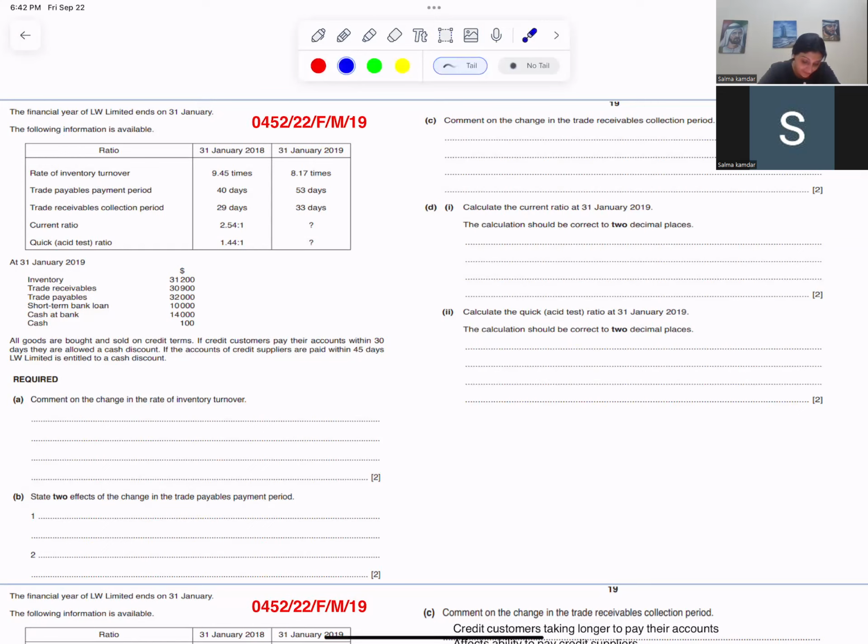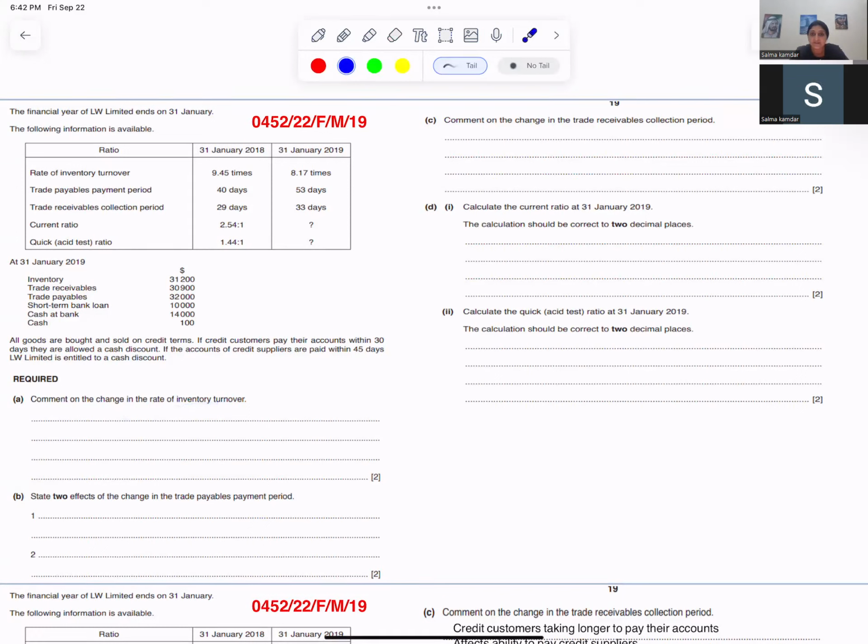information available. In 2018, 2019, some inventory turnover ratio is given to me. Trade payables collection period is given to me. Trade receivable collection period is given to me. I have to find the current ratio of the current year, and I have to find the quick ratio of the current year. The first thing that they are asking me is to comment on the change in the inventory turnover ratio. What does the inventory turnover ratio show us?